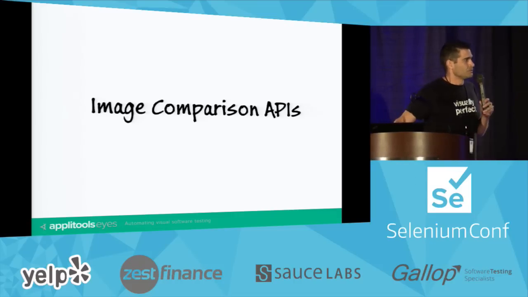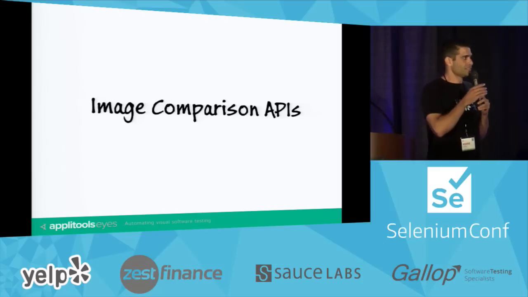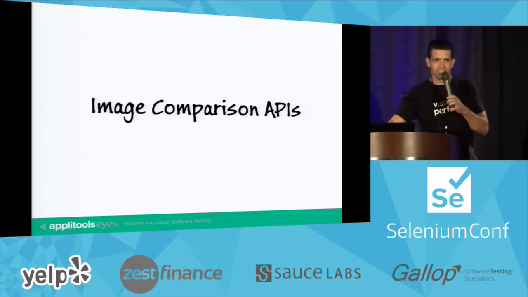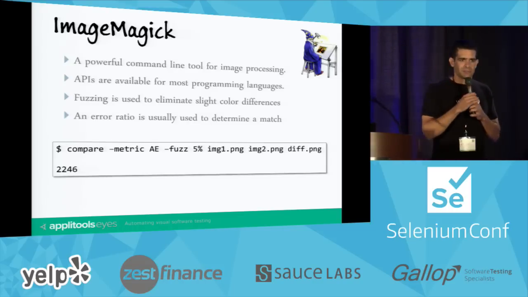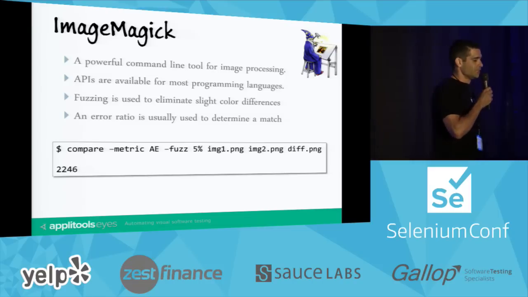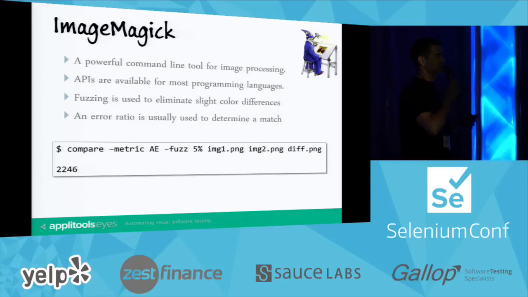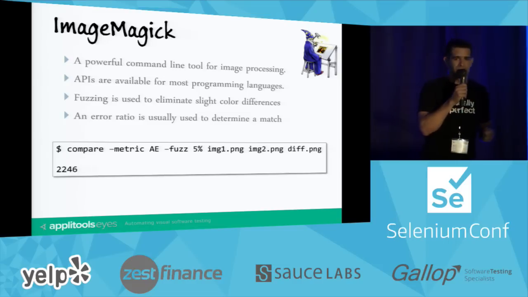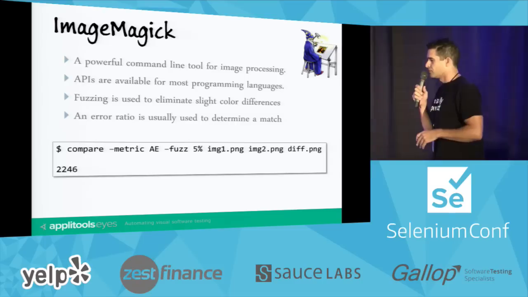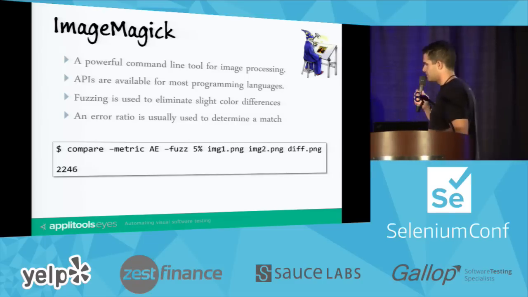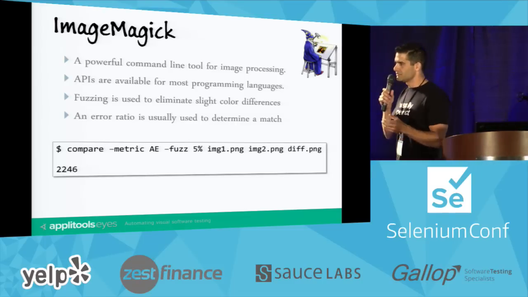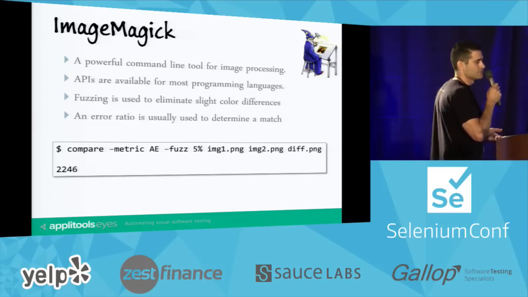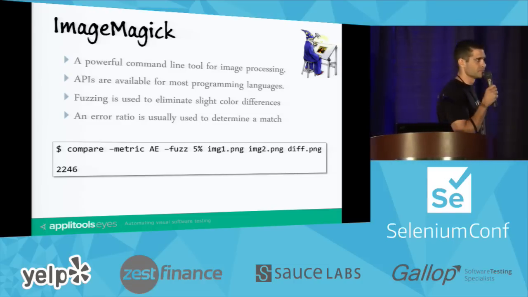Luckily, we have image comparison APIs to help, and let's review some of the most popular ones that most of the tools rely on. The first and oldest one is ImageMagick, a very powerful command line tool for doing image processing. It has all kinds of neat functionality, like enlarging and scaling images and changing their format. And it also allows you to compare two images.